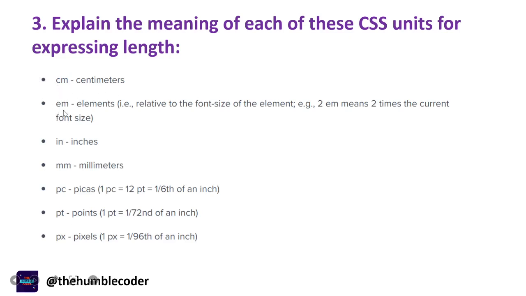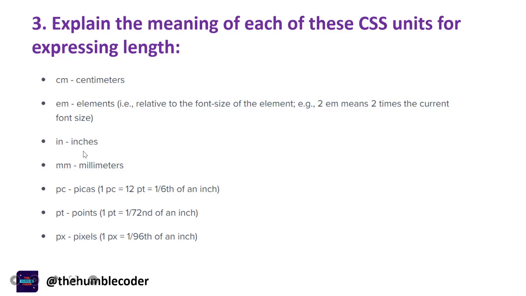Second one is em, which stands for elements. Now elements is relative to the font size of the element, that is, it is related to the font size of the element. Example, 2em means 2 times the current font size. So if we mention the value as 2em, then it will be double the font size that we currently have.